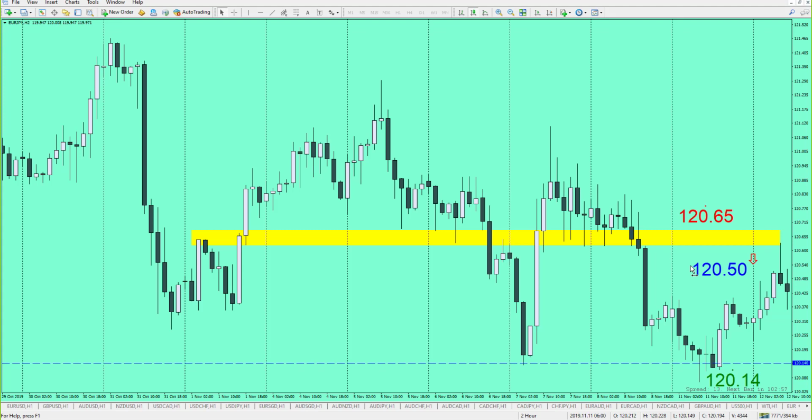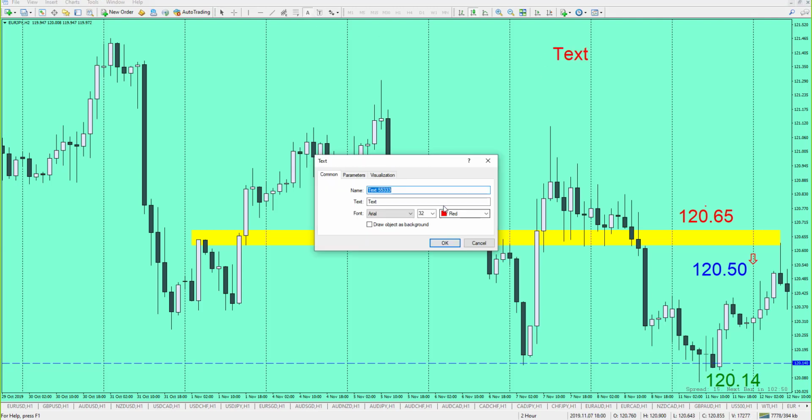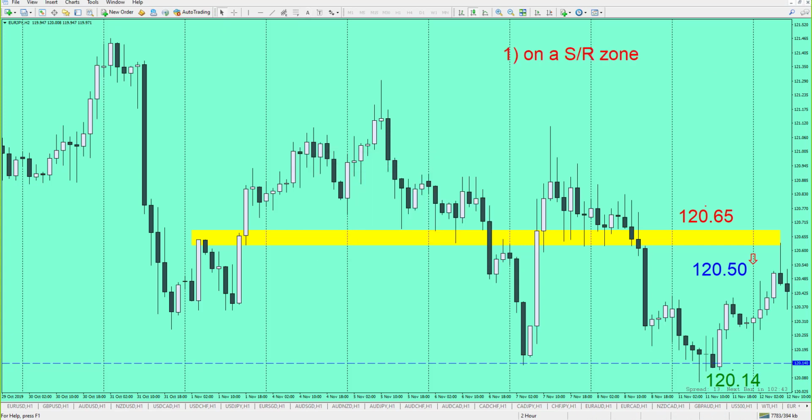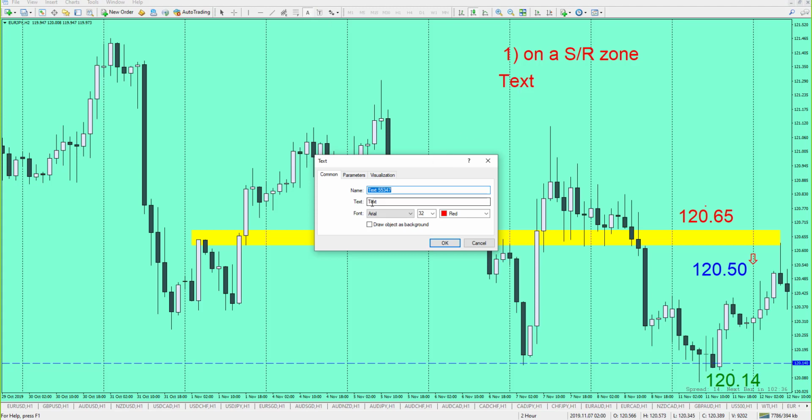Now this kangaroo tail has all of the characteristics of what kangaroo tails have, which is basically, number one, it prints on a support and resistance zone, which it did. It just kissed it right there, where this yellow box is. Number two, it has an open and a close down near the bottom third for a bearish one. This is a bearish kangaroo tail, obviously. Open and close on bottom third.